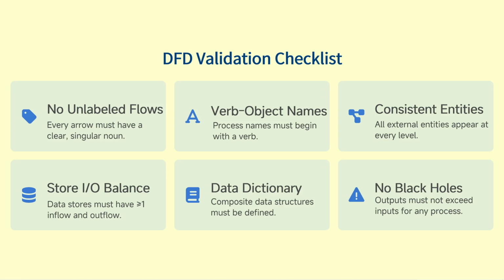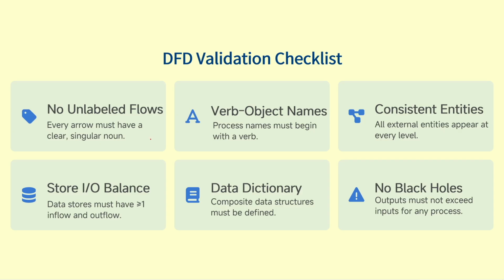Whenever we draw a data flow diagram, we have some checklist that has to be followed for better clarity. One is there should not be any unlabeled flows. What exactly is it? Each and every arrow should have a clear singular noun, saying what activity it is going to do. That is very important.